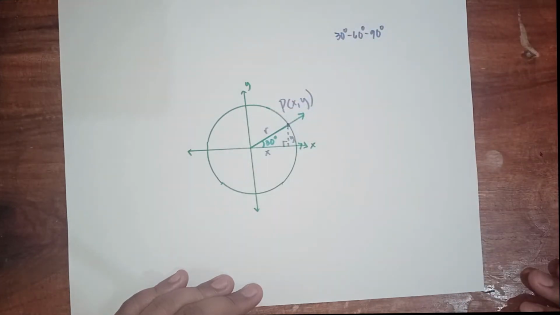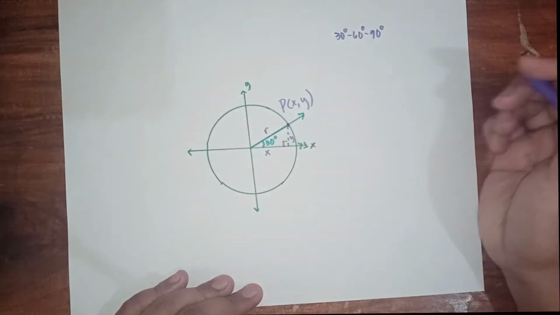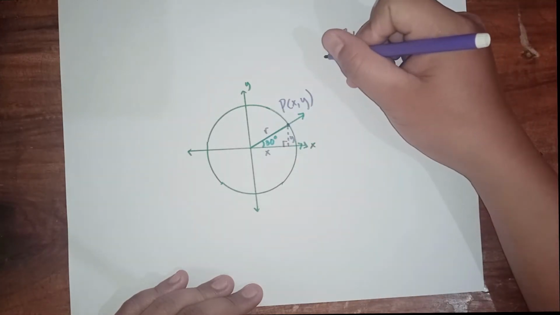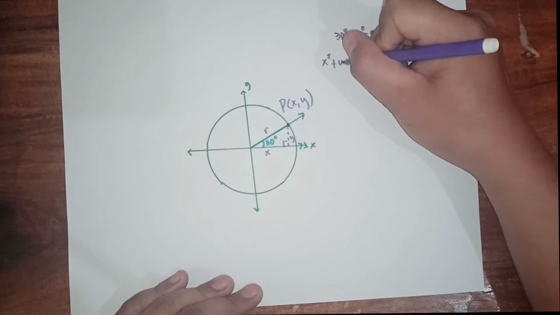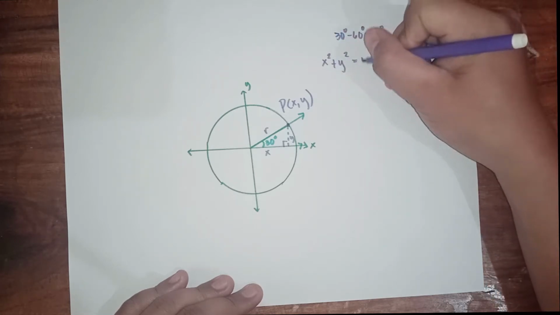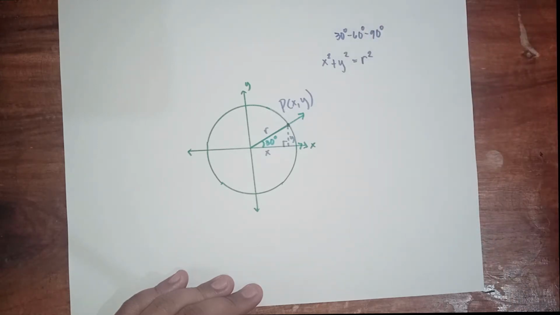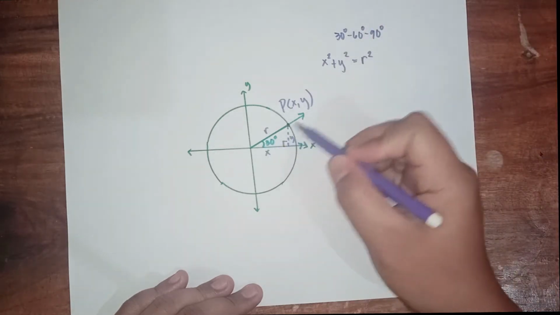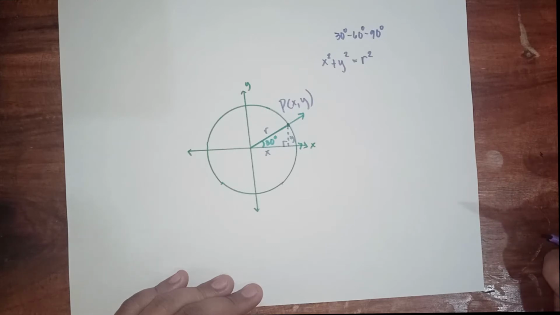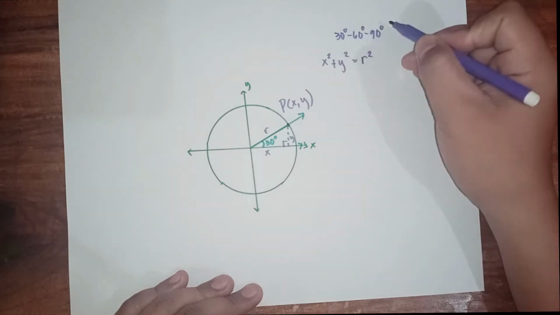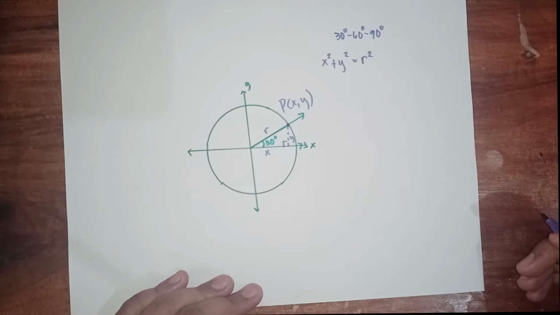Okay. So using the Pythagorean theorem, because we are dealing now with a right triangle, we can say that the sum of the squares of the two legs is equal to the square of the hypotenuse. And we all know the hypotenuse in this particular illustration is r, which is also the radius of the unit circle.